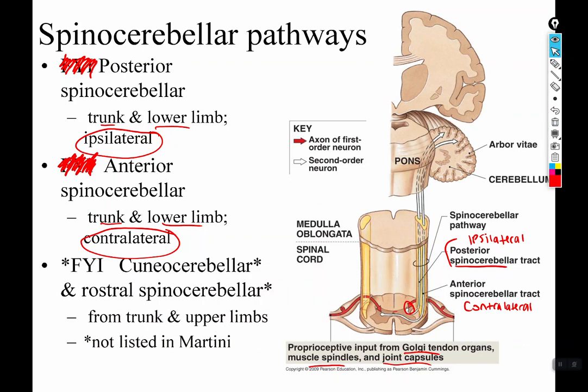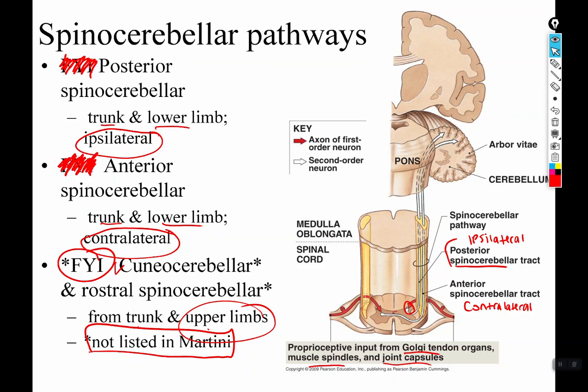So this is an FYI, so this one's okay. You don't need to know the cuneocerebellar or rostral spinocerebellar pathways. These are not listed in your textbook, that's why. So these are from the trunk and upper limbs. And the upper limbs also get their own pathway for another thing, which we'll talk about, the rubro pathway, which, rubro means red, but that is a descending one. So it's rubrospinal, meaning it goes from the red nucleus down to the spinal cord.